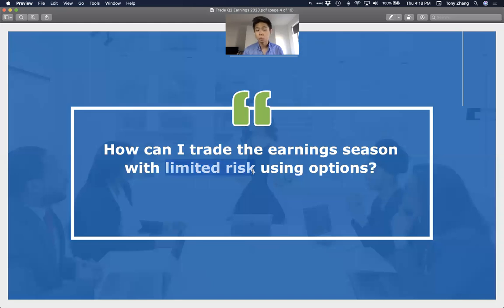So what we want to do is take those directional views that we have in the markets and trade them so that if the trade goes against us, we know that we have a limited amount that we can lose. You can't do that when you're trading stocks. You can only do that when you're trading options, but there are some limitations and some nuances to trading these strategies. So we want to make sure that you understand them before you go deploying them in your portfolio.